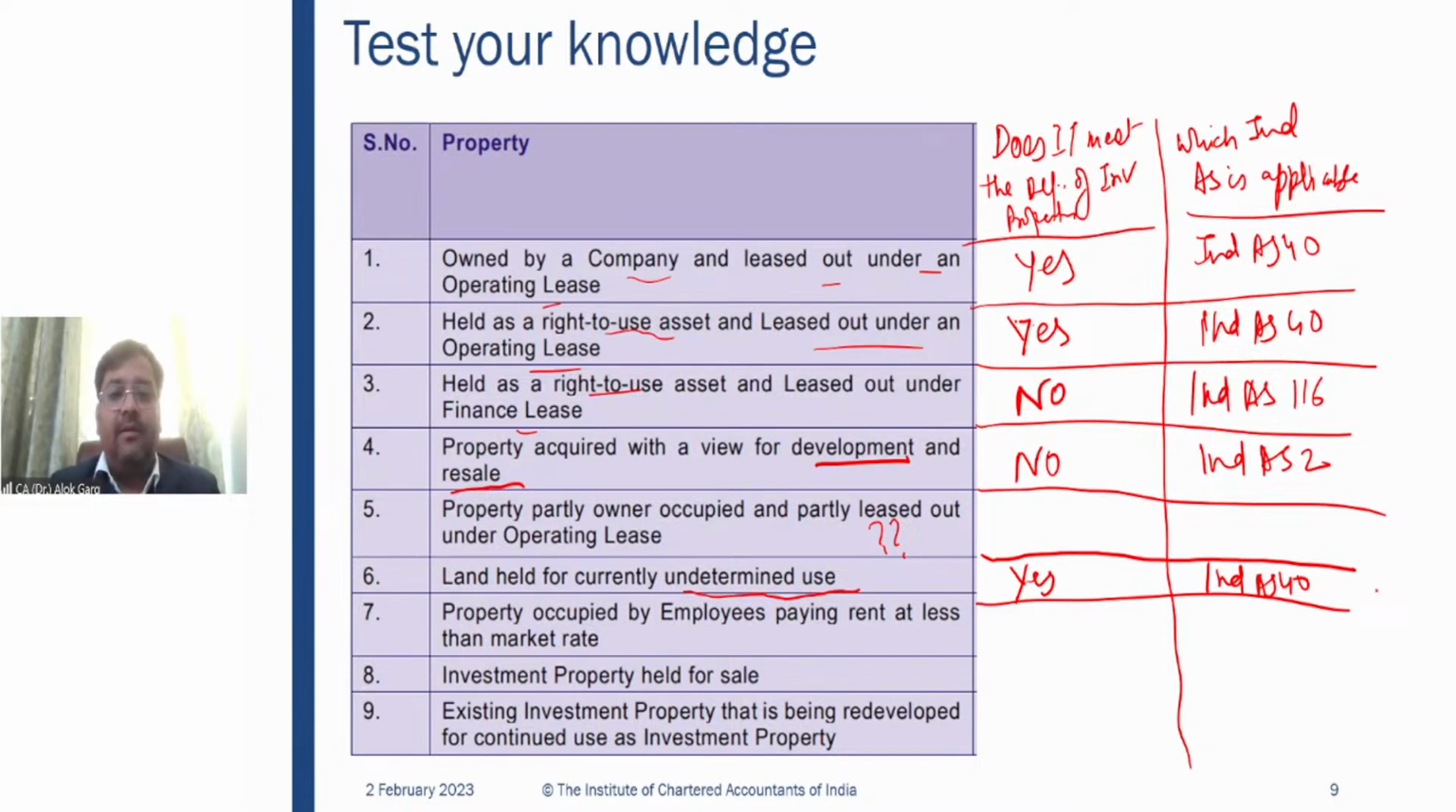Property occupied by employees paying rent at less than market rate. For example, if you have seen public sector undertakings, PSUs, these PSUs have their plants at remote areas. So they have already created a township. They have constructed some buildings, and they have given these buildings to the employees. If the employee is relocating to their plant, they are also providing the residential facility, and the employee is paying a concessional rent there. For example, the market rent is 20,000 rupees, so they are paying, let's say, 10,000 rupees or 5,000 rupees. So if the property is occupied by employees paying rent at less than market rate, in that case, what will happen?